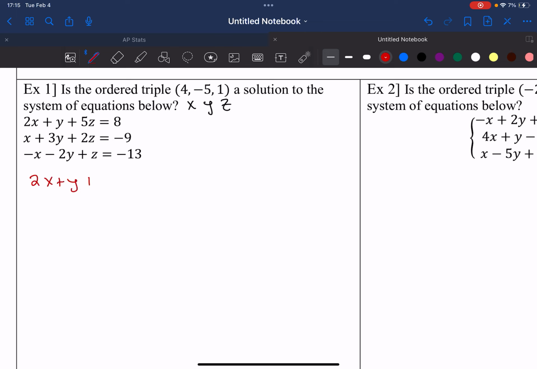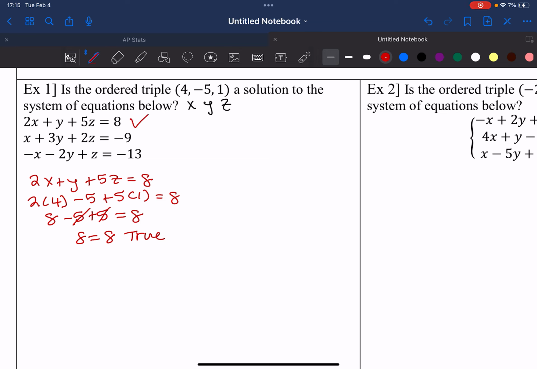2x plus y plus 5z equals 8. Plug in 4 for x, so 2 times 4. Plug in negative 5 for y, so minus 5. And plug in 1 for z, so plus 5 times 1 equals 8. I have 8 minus 5 plus 5 equals 8. These 5's cancel, so 8 is equal to 8. This is true, which means this first equation is good.